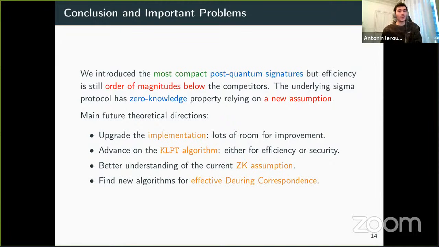And then finally, maybe the hardest and most important task, which is to find a new algorithm to perform this effective direct correspondence. Indeed, if we found a new algorithm for this direct correspondence, maybe we could break isogeny cryptography, or maybe short of that, we could obtain a better translation from ideals to isogenies, which could allow us to obtain a faster SkiSign.